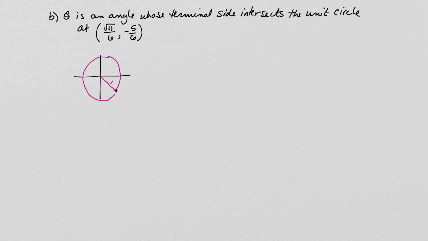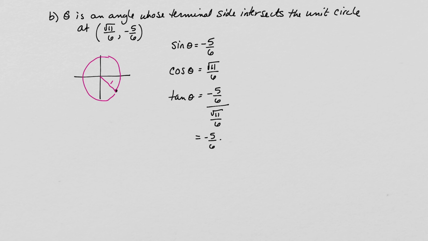So again, the sine of theta is just the y value, so minus 5/6. The cosine of theta is just the x value, so square root of 11/6. The tangent of theta is y over x, so minus 5/6 over square root of 11/6. So that becomes minus 5/6 times 6 over the square root of 11. The 6's are going to cancel, so minus 5 over square root of 11.